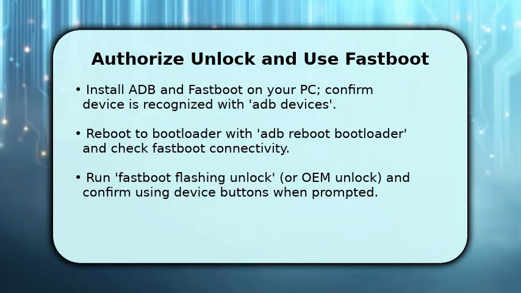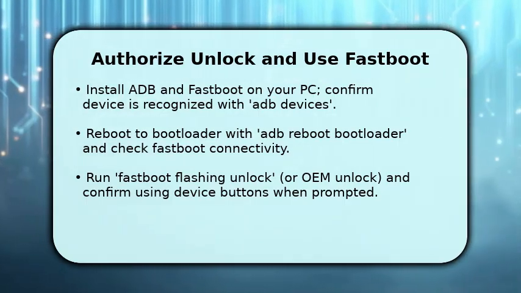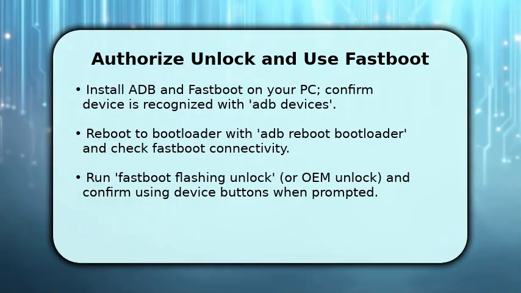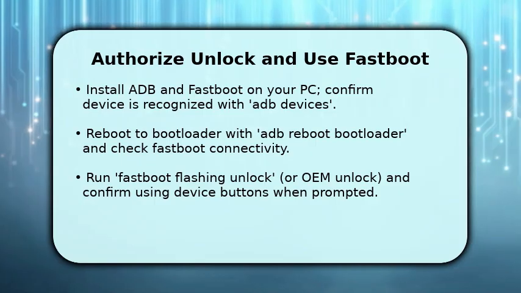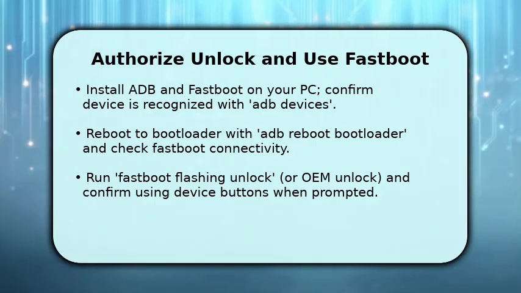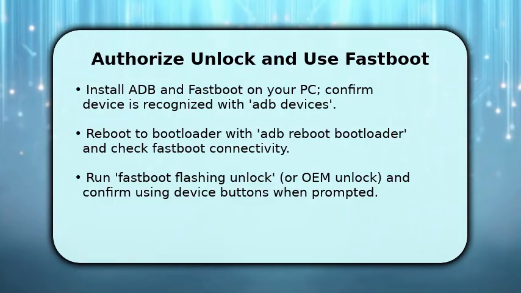Then reboot the phone into the bootloader using adb reboot bootloader so Fastboot can take over. This moves control to low-level tools. Use fastboot flashing unlock or the device-specific OEM unlock command to begin. You will usually confirm the action on the phone by selecting Yes with the volume and power keys.